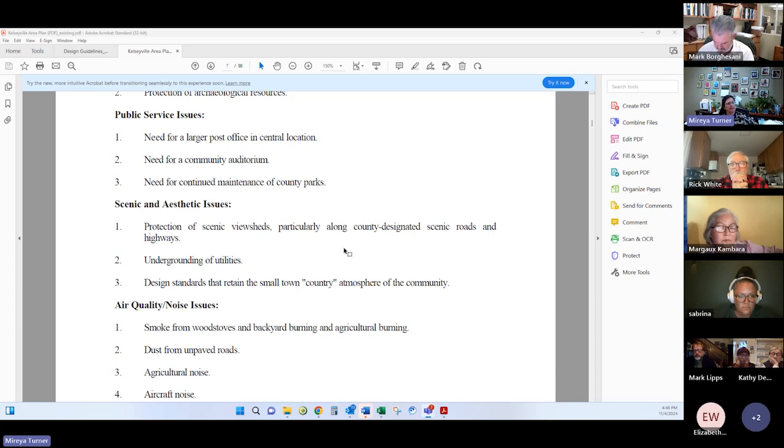Need for continued maintenance of county parks. Really? Is that an issue? I don't think it's an issue. I think the parks look pretty good. I mean, there's always a need for continued maintenance. You don't have to keep telling us. We don't have to remind ourselves every time we look at the general plan. Yeah, I agree.